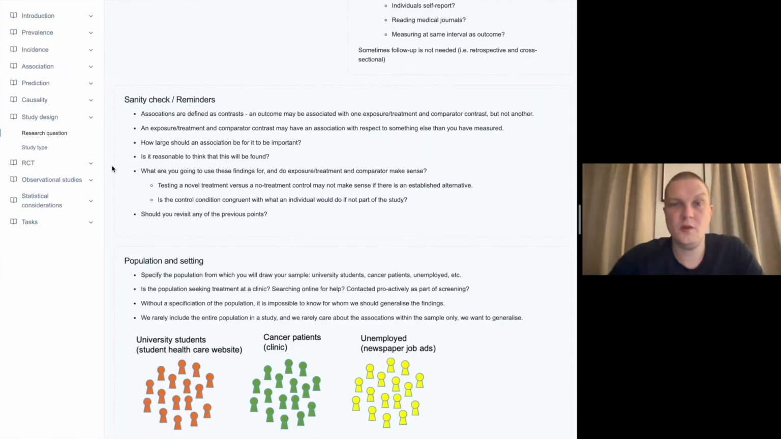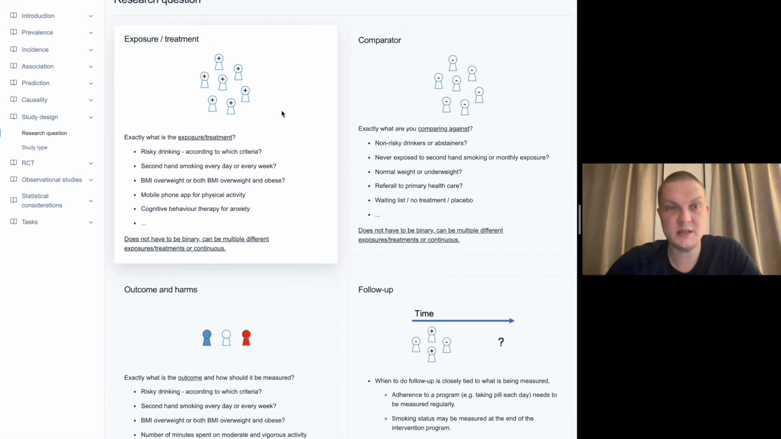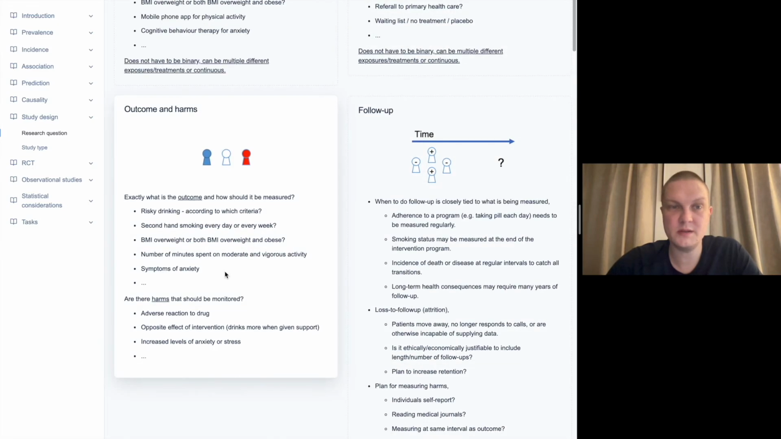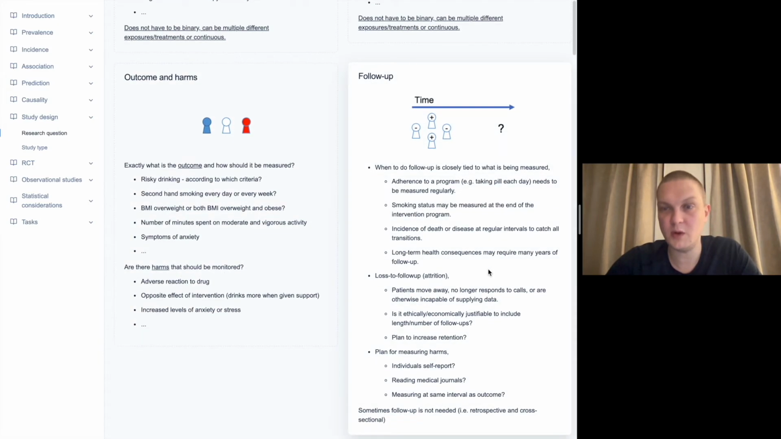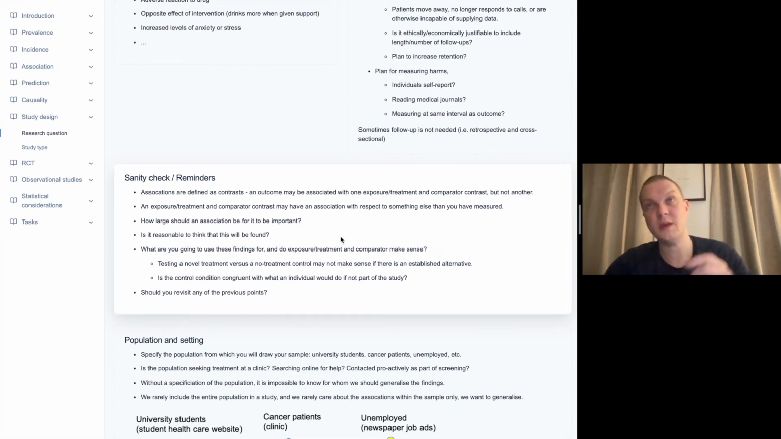So you've gone through the first few stages, and you've decided on the exposure or treatment, the comparator, the outcomes and harms, and follow-up. Now it's time to do a sanity check. Recall that associations are contrasts. So an outcome may be associated with one exposure, treatment, and comparator contrast, but not another.